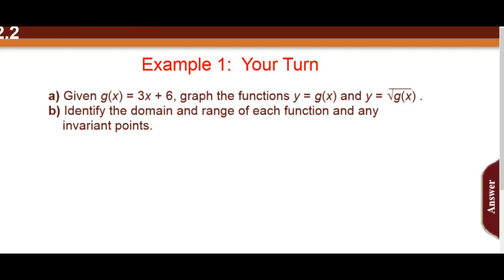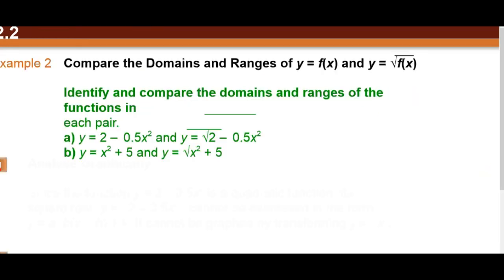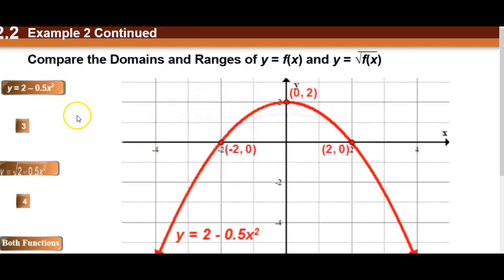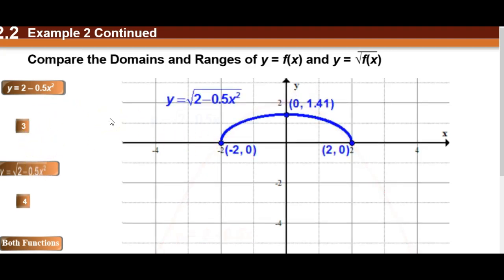So looking at example 2, it says identify and compare the domains of the functions in each pair. If we have these equations, these are supposed to have roots over the top of them. If we look at those and we want to see the graphs that correspond with them, this is your normal parabola, and when we put the root over it, it looks like this.